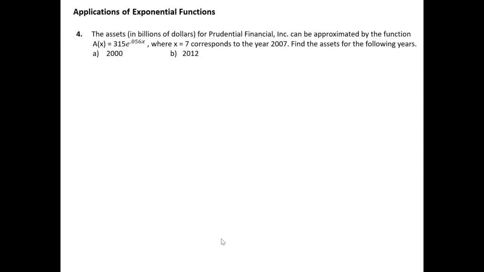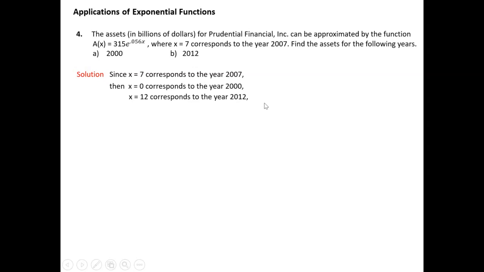Okay, now number 4. It says the assets in billions of dollars for Prudential Financial Incorporated can be approximated by the function a of x equals 315 e to the power of 0.056x, where x equals 7 corresponds to the year 2007. Find the assets for the following years, the year 2000 and the year 2012. Okay, now this is my solution. Since x equals 7 corresponds to the year 2007, then x equals 0 must correspond to the year 2000. And for 2012, x equals 12 will correspond to the year 2012.